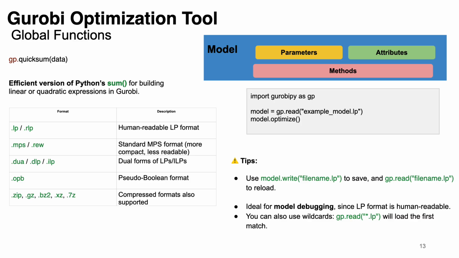A pro tip for debugging: use model.write to save your current model as an LP file, then open it in a text editor to make sure your constraints were built exactly how you intended. You can even use wildcards like star.lp to load the first matching file in your directory.